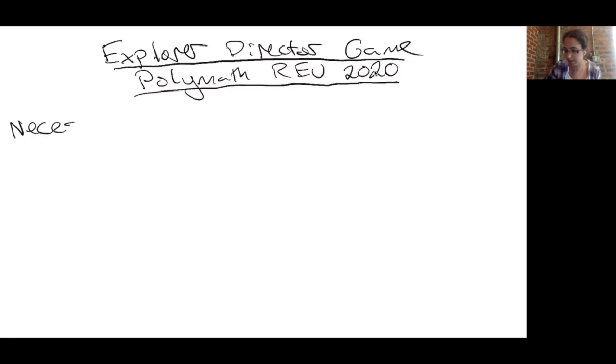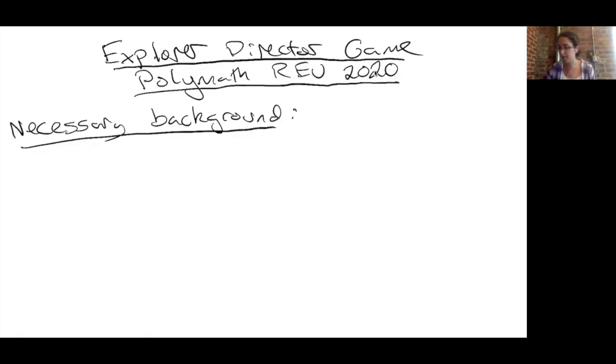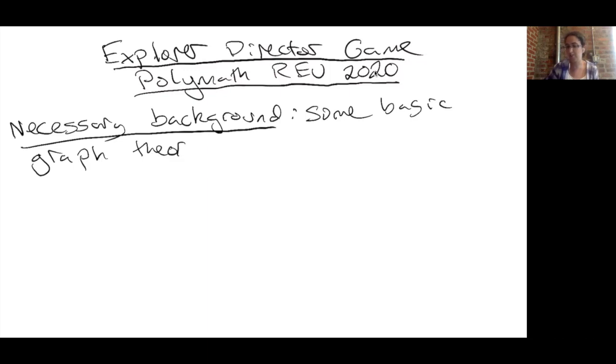So what is the necessary background? The good news for this project is that it's pretty simple. We just need a little bit of graph theory, some basic graph theory. And the even better news is that even if you haven't seen graph theory before, it's not too hard to pick up. We'll be posting some resources on the wiki, so you can read through those on your own. You can always come and ask us questions. And I promise you, even if you haven't seen it before, we'll be able to get you up to speed pretty fast.